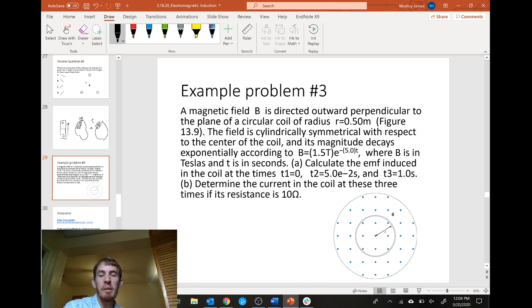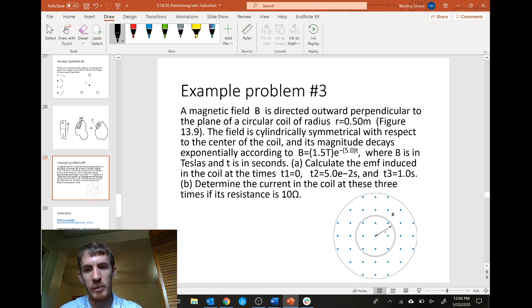And we find that the magnetic field is changing with respect to time according to this equation. This equation is the magnetic field with respect to time equals 1.5 Tesla times e to the negative 5.0 times time. So when I plug in time, I get a different magnetic field. This means my magnetic field is changing. If my magnetic field is changing, my flux is changing. If my flux is changing, I'm inducing an EMF.